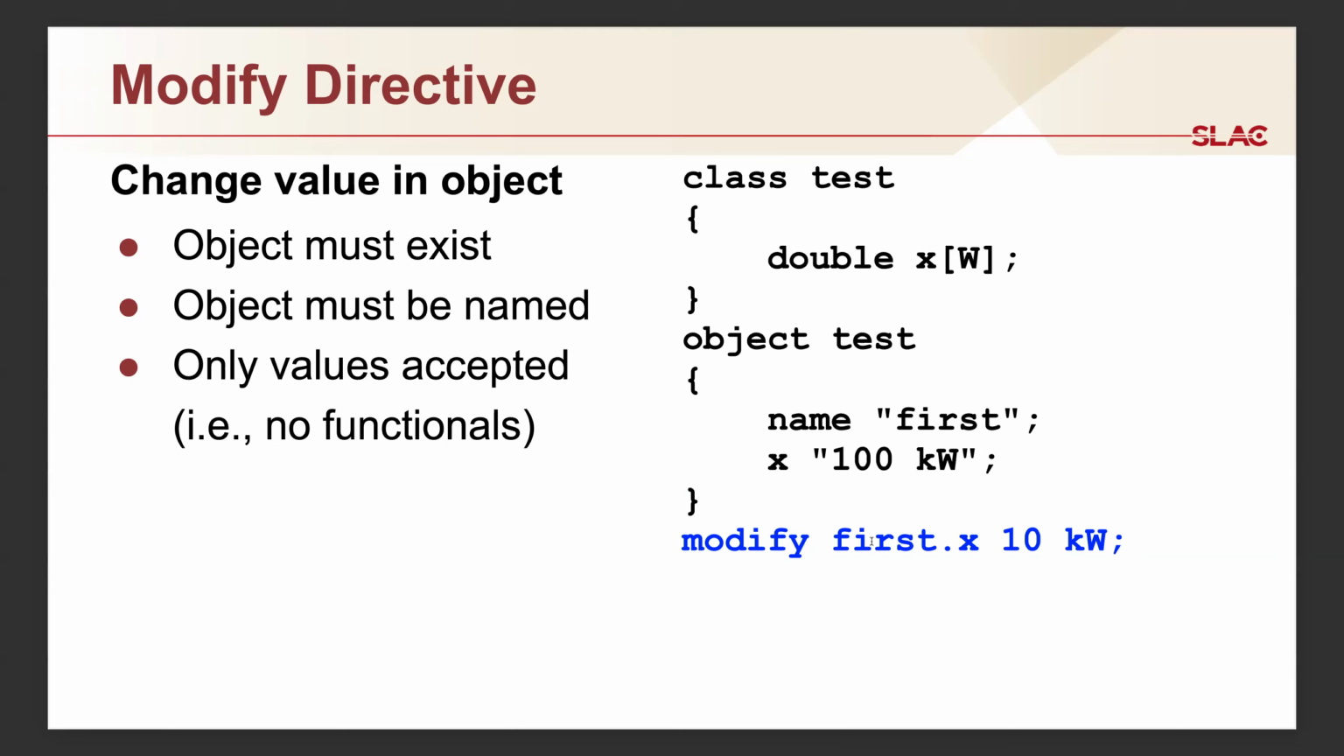One thing I should note is only values are accepted here. You cannot do things like math and functionals and things like that the way you can in the object specification. The other thing is that the object has to have a name. You cannot refer to anonymous objects using this mechanism.